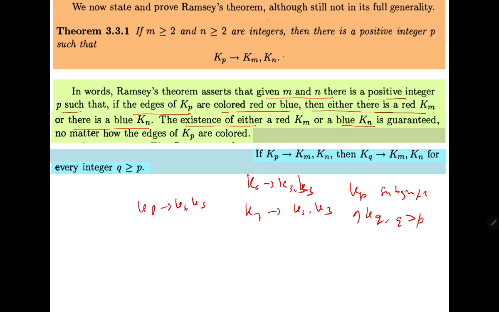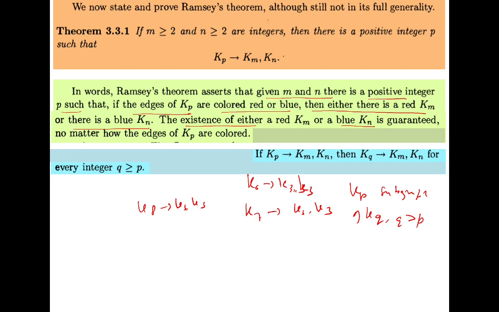And since it is a subgraph, in a coloring of K6, when we have a red K3 or a blue K3, then in K7 also we have such a K6. In K8 also we have such a K6. So that's why it would always be true.